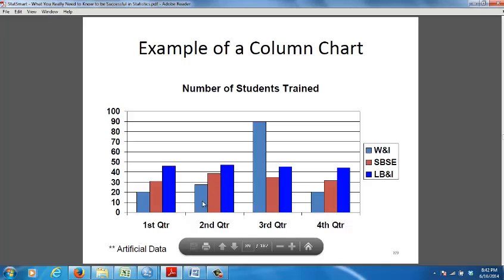It's the same for the second quarter, the same for the fourth quarter, and almost the same for the third quarter, except that W&I in the third quarter actually trained more. This could have been because they had some hiring blitz, bringing new people on board and needing to catch them up to speed, or a refresher course or whatever. But you can clearly see that this number for the third quarter is different than the others. That's one of the benefits of having a column chart. If it is made correctly, any differences like this will stand out to you.